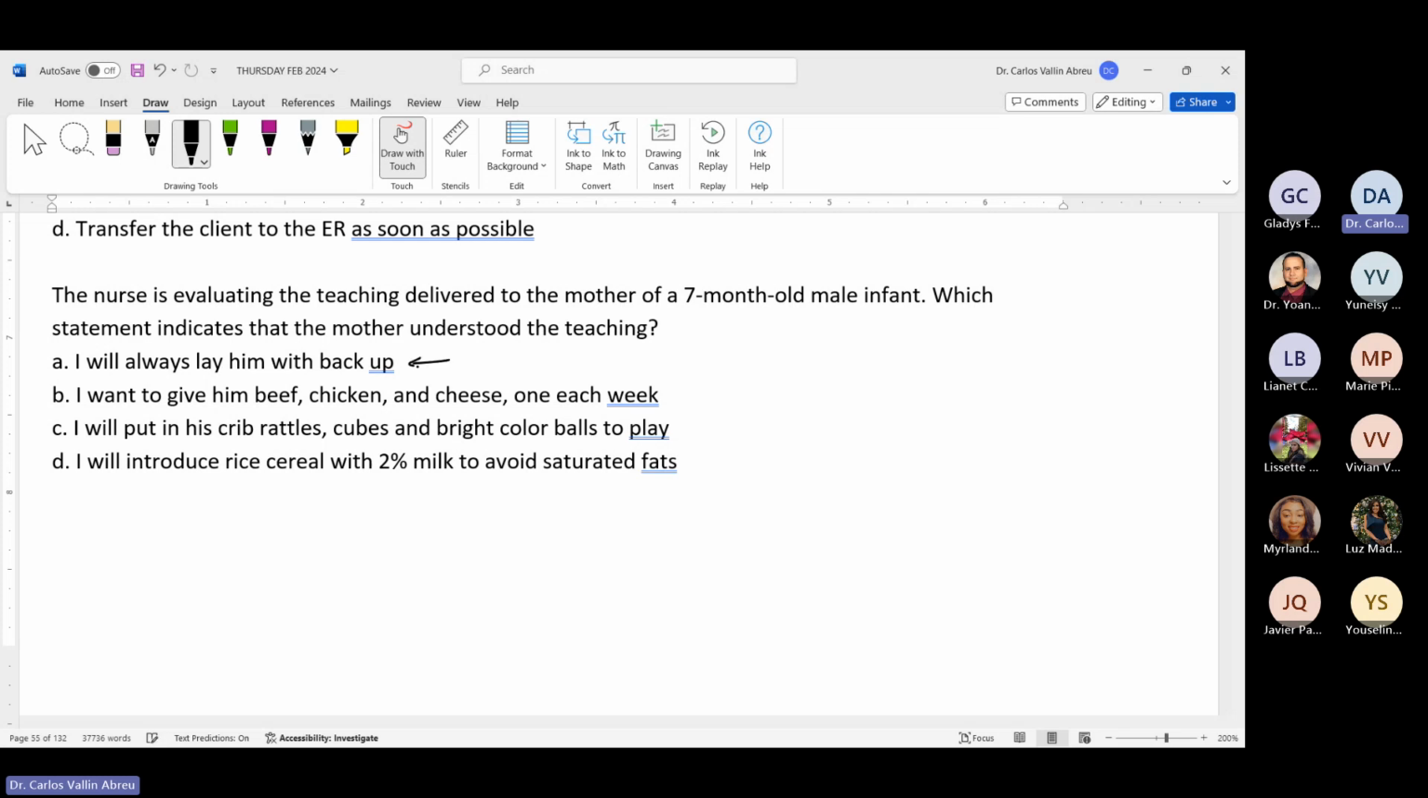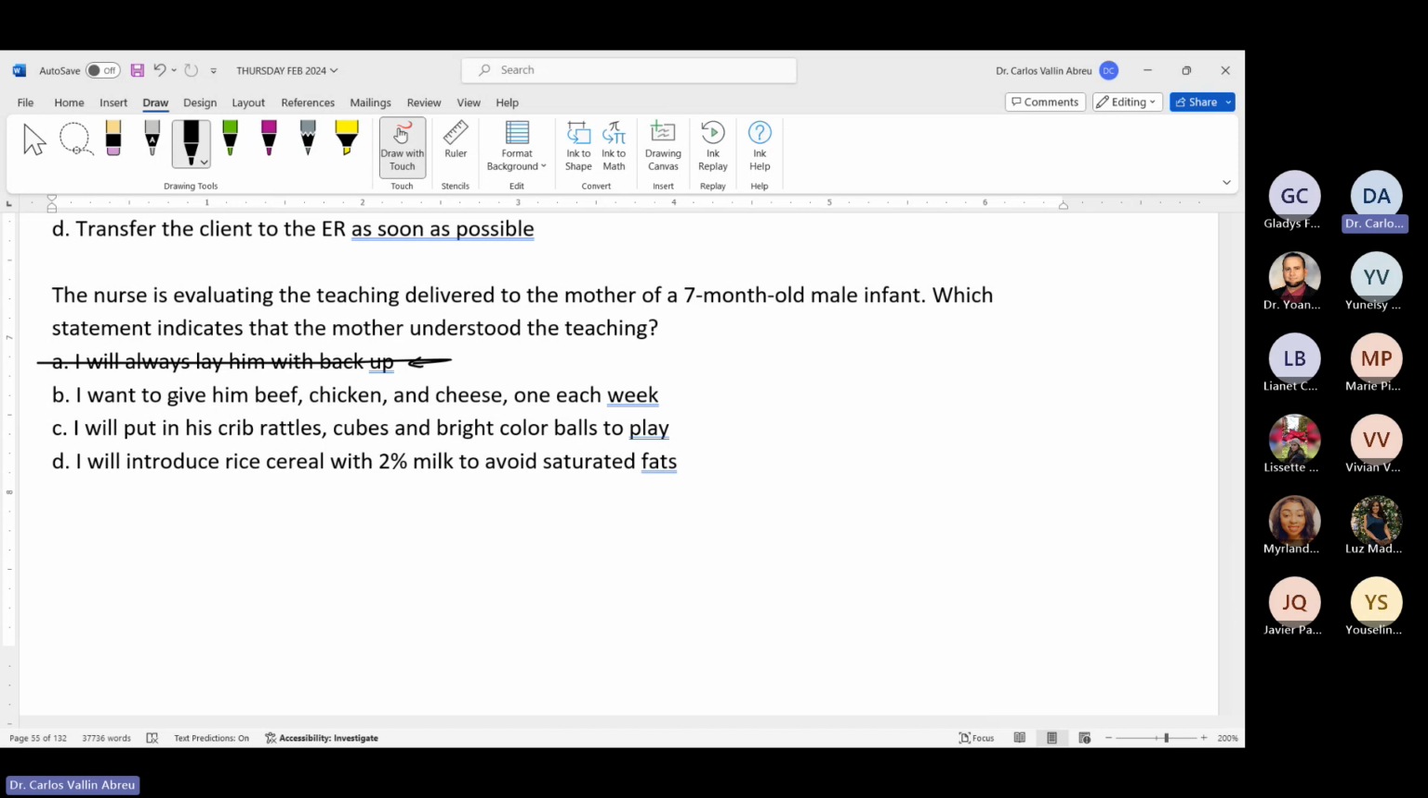This means that the back is up, so the client will be in prone position, and we know that it is incorrect. While the baby is in bed or in the crib, we should avoid the prone position and the lateral position. The baby should be all the time supine with the back down. So this is incorrect. It promotes sudden infant death syndrome.